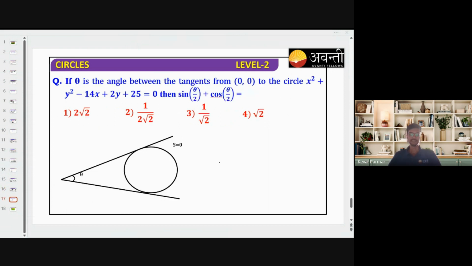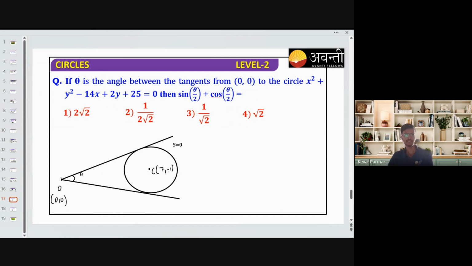Chalo, let's see the last question for the day. It is a good question, and then we'll wrap it up. If theta is the angle between the tangents from (0, 0). Once again I will help you draw the diagram. This is (0, 0). Two tangents are drawn. This is the circle. Let this be the center. What is the center? (Minus 7, minus 1) is the center, right?